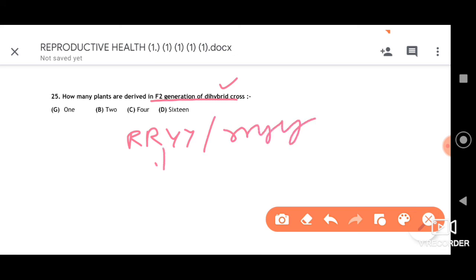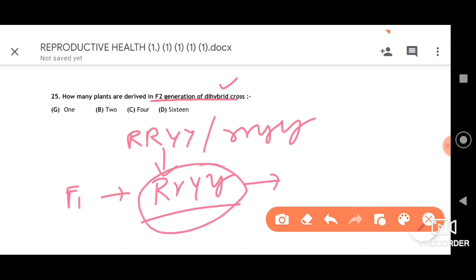These parents will result in the F1 offspring, which will be heterozygous for both R as well as Y. That condition will be represented as capital R, small r, capital Y, small y. So this will yield how many plants? 4 dihybrid plants it will yield, dear friends.